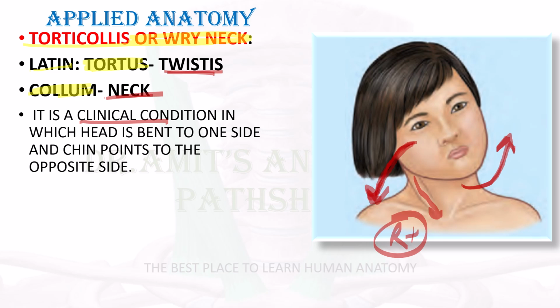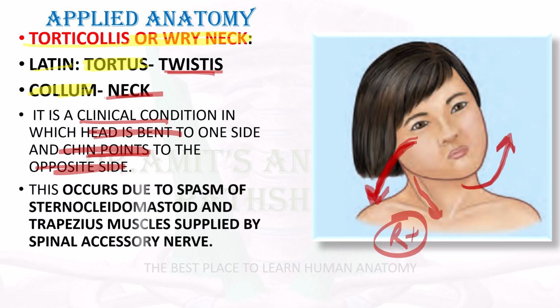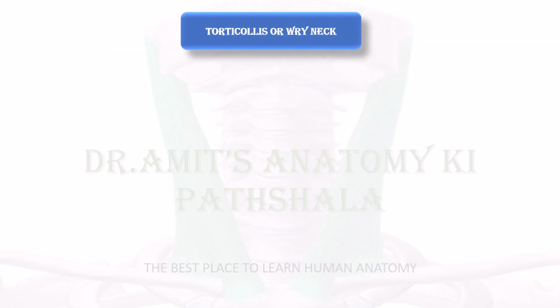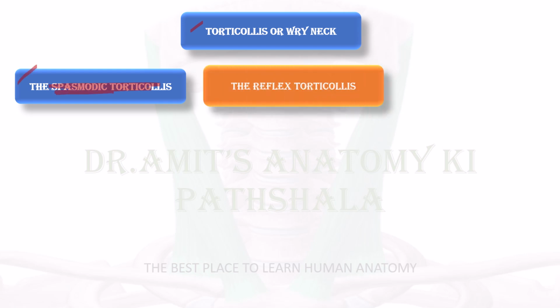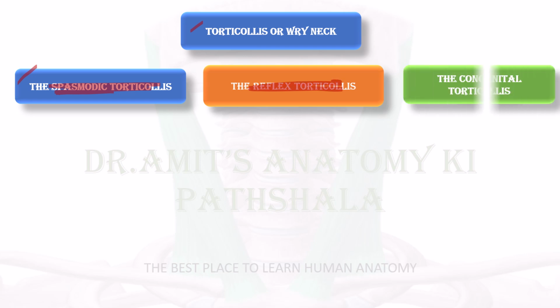This is a clinical condition in which the head will bend to one side and the chin will point to the opposite side. This occurs due to spasm of the sternocleidomastoid muscle and trapezius, we discussed both just now, which are supplied by cranial nerve 11. So torticollis is of three types, the spasmodic, then reflex and the congenital.